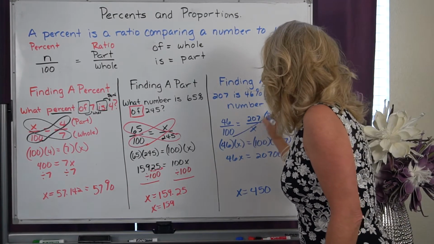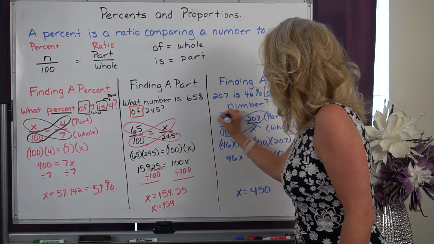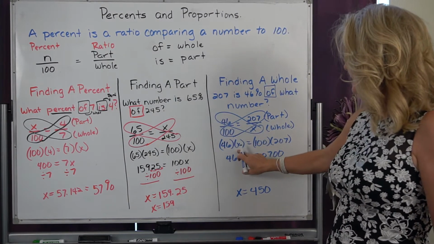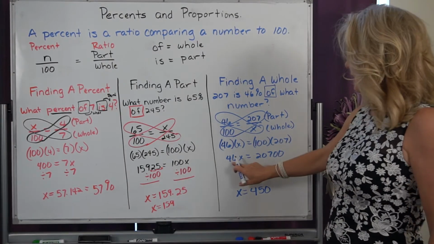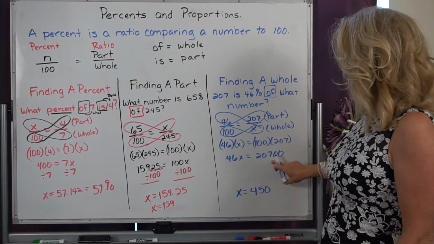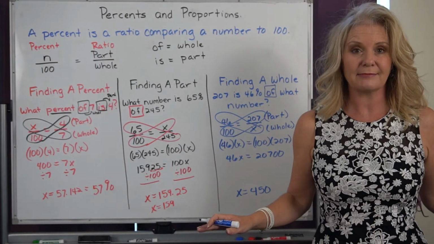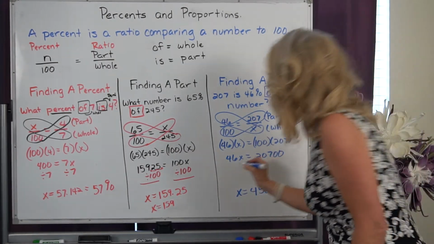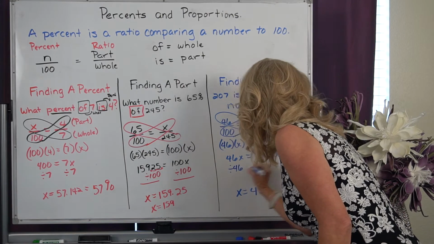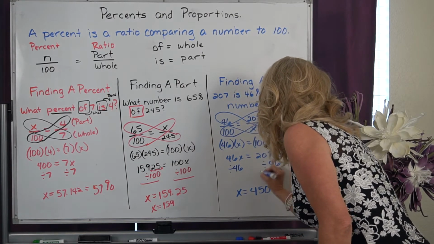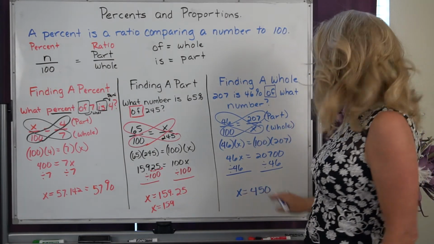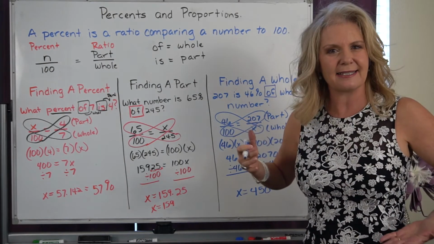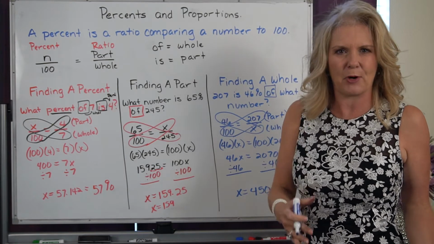So again, I'm going to do my cross products in order to solve. So 46 times x is equal to 100 times 207. I get 46x equals 20,700. I'm not done because I want to get x by itself. So I'm going to divide by 46 on both sides. And when I'm done, I actually get x equals 450. So that would be my whole, which makes sense because it should be larger than my part is.